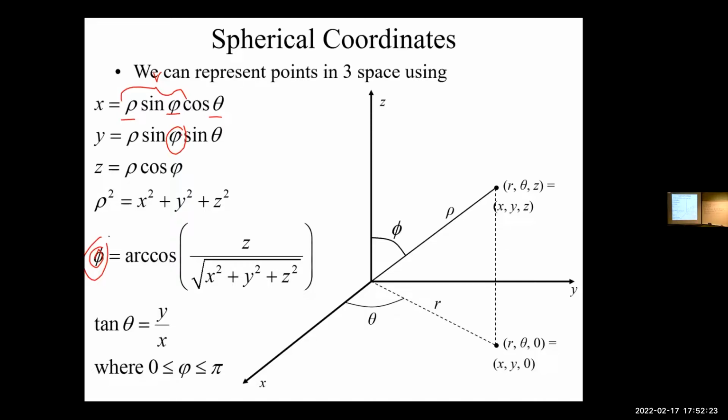So basically that rho sine phi is taking the place of R from our polar equations. And rho cosine phi takes the place of our Z. Again, it's just all right angle trig. Rho squared is x squared plus y squared plus z squared. That's basically from our distance formula in 3D.